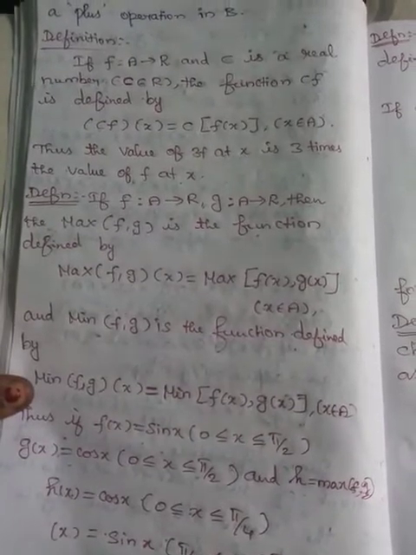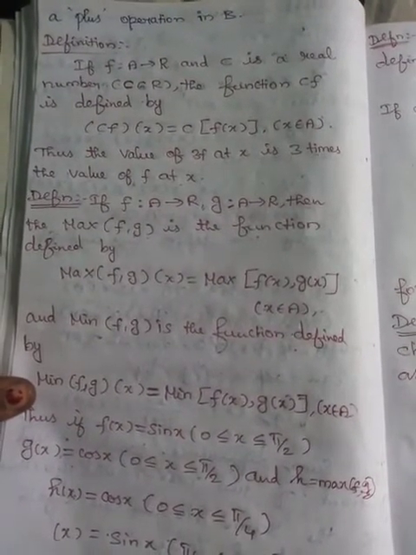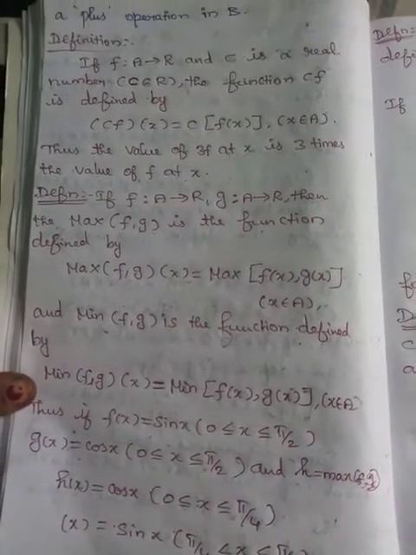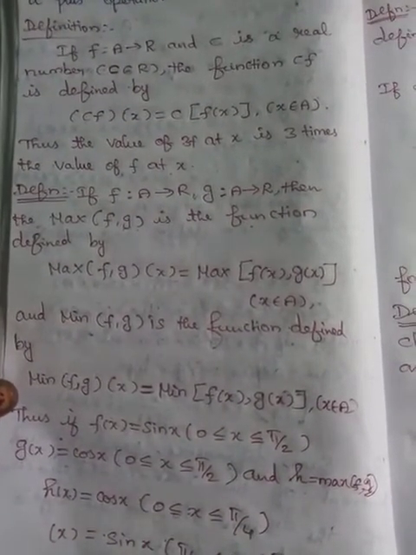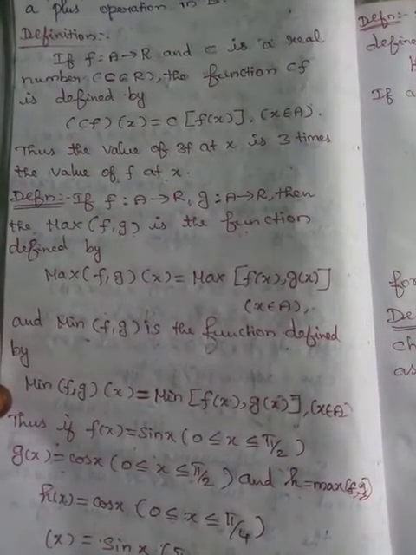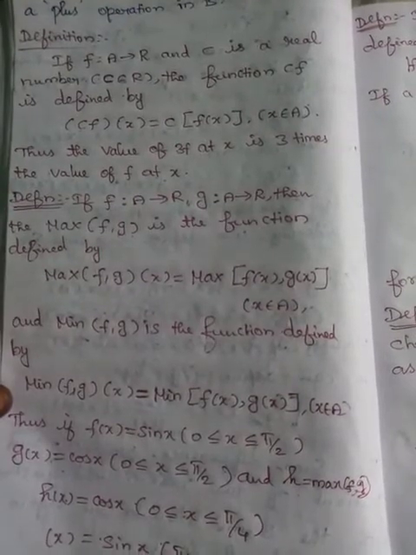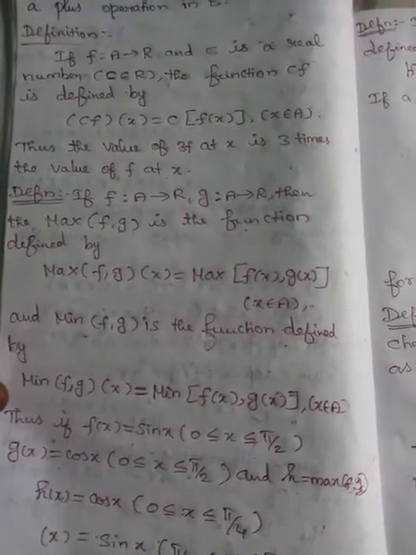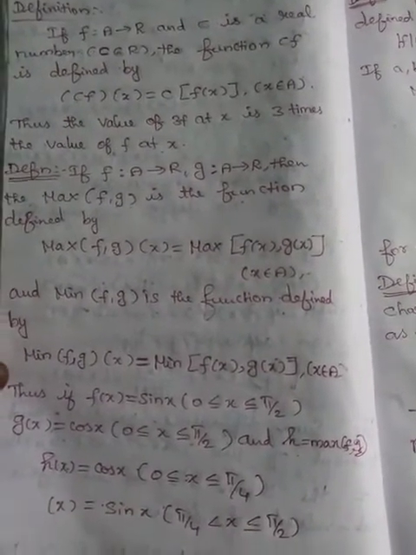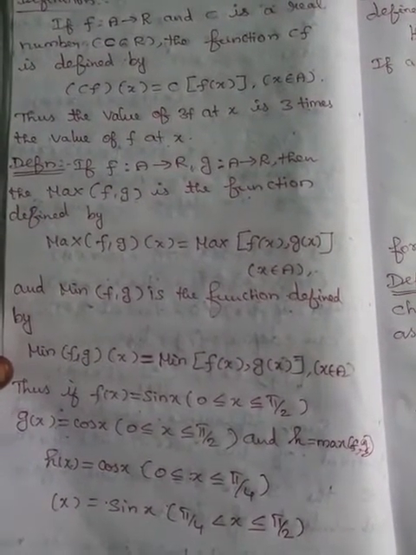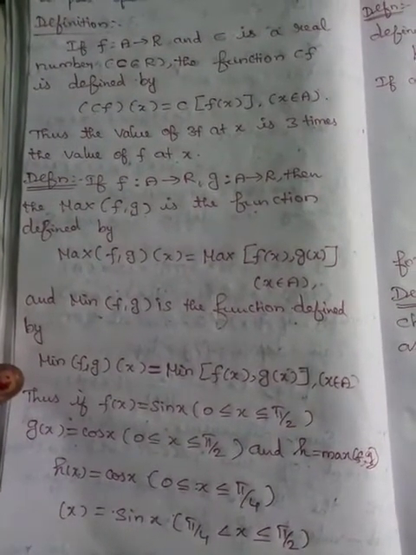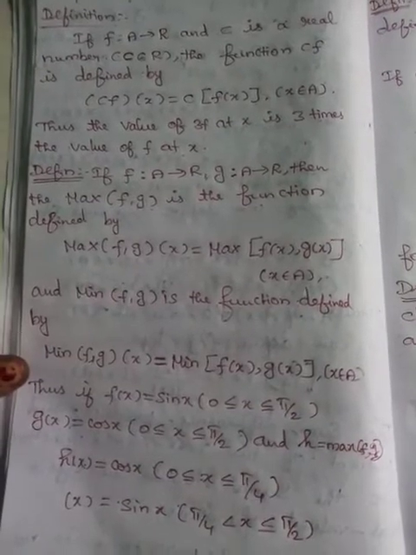Definition: if f: A → R and g: A → R, then the maximum of f, g is the function defined by max(f, g)(x) = max(f(x), g(x)), x belongs to A, and the minimum of f, g is the function defined by min(f, g)(x) = min(f(x), g(x)), x belongs to A.